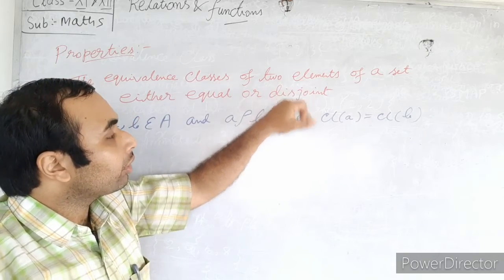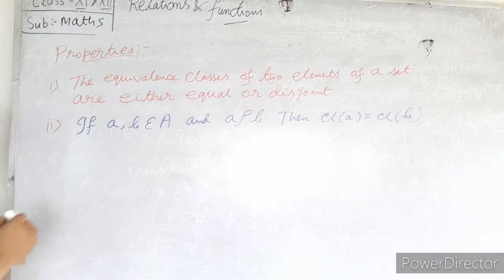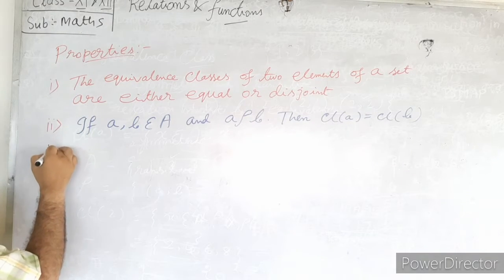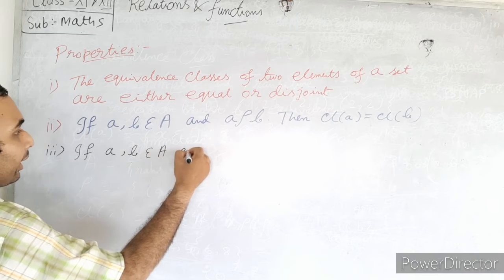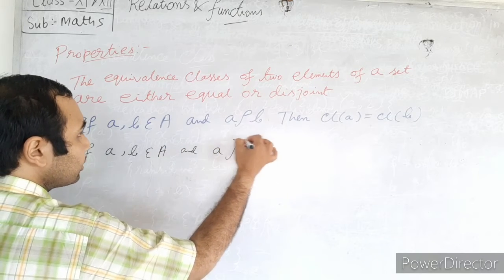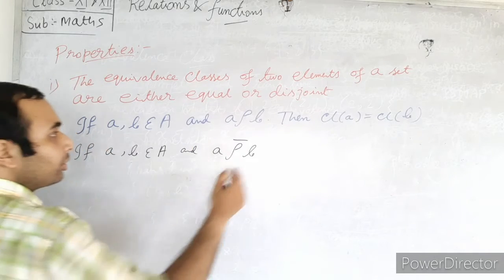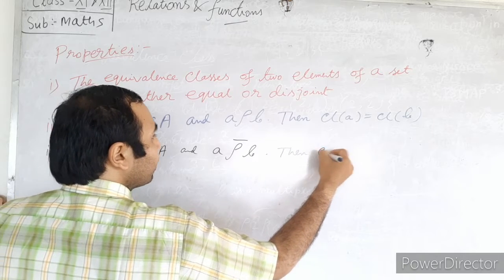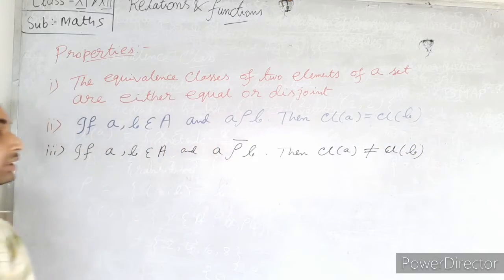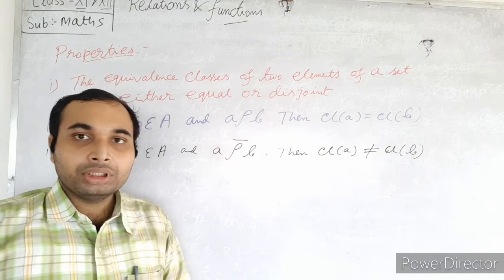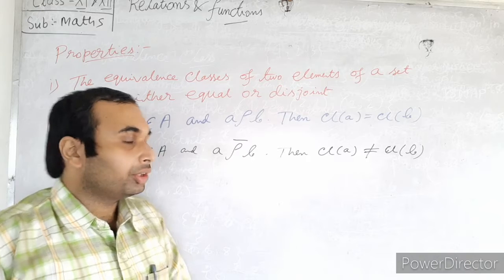Then if we want to come to a conclusion from those two results, what is the conclusion? That is number 3. Again I am writing, if a, b belongs to A and a is not related to b, this is the complement of ρ, then class of a is not equal to class of b. That is, those classes are disjoint classes. If the relation doesn't hold, then obviously the classes will be disjoint.